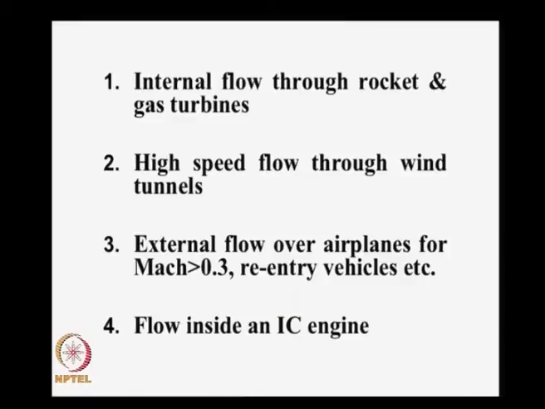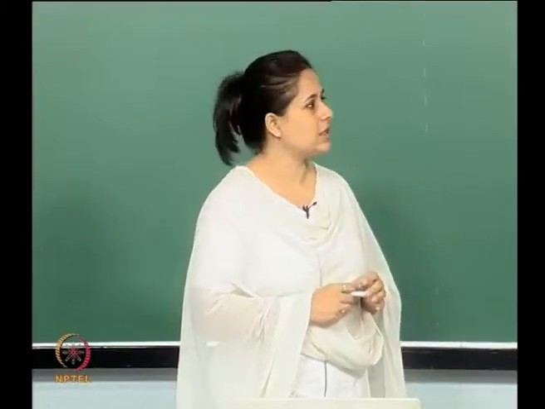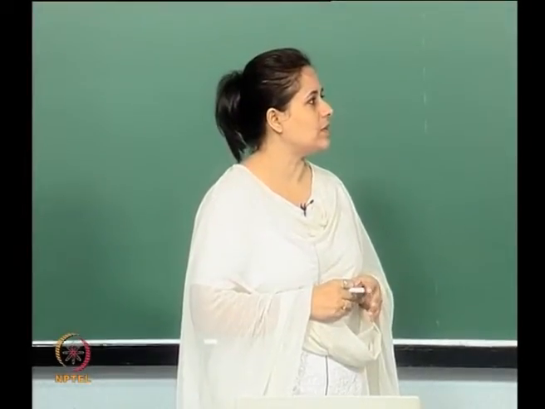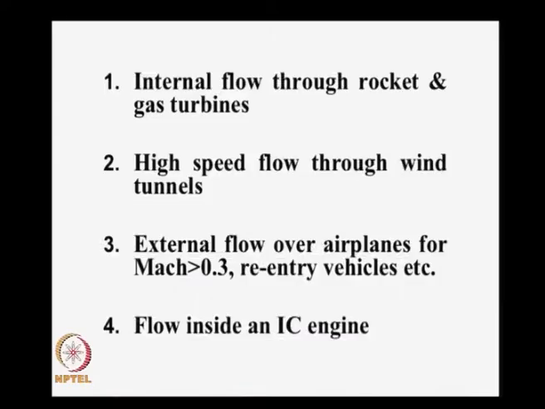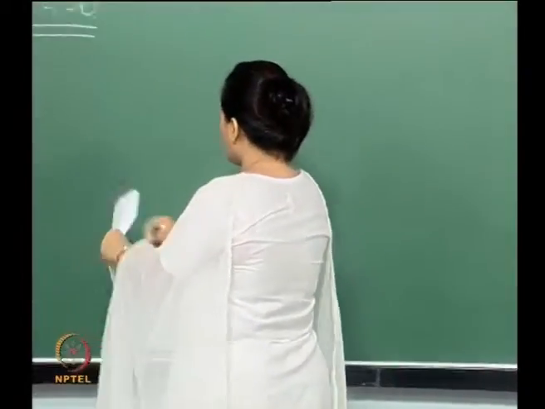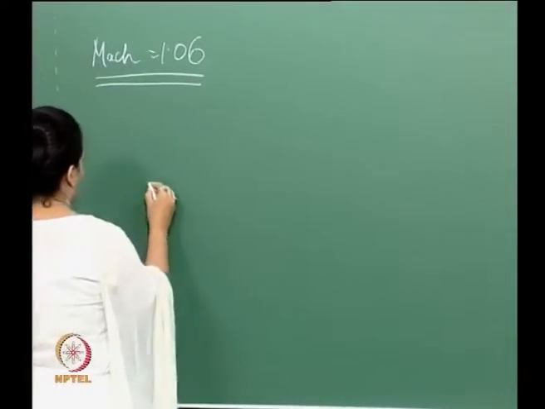Okay. Now I said something about external flow over airplanes for Mach 0.3. It seems like a thumb rule that if the flow over airplanes is less than Mach 0.3, then the compressible nature of the fluid may be overlooked. So we'll try to see what that means with an example. For example, let us take an airplane.